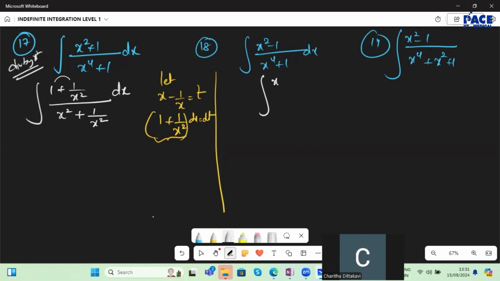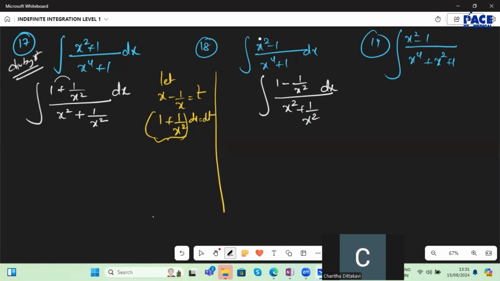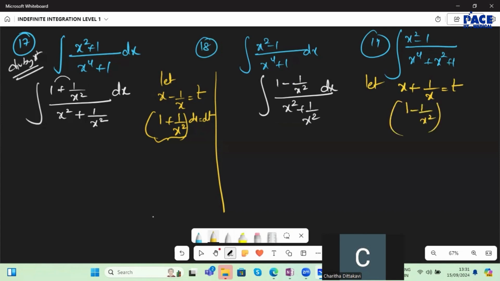So here also, if I divide by x square, what do I end up with? That is nothing but 1 minus 1 by x square upon x square plus 1 by x square dx. Okay, so here, what is the substitution that I can do? Think about it. Whenever you have 1 minus 1 by x square, substitute x plus 1 by x as t and proceed, because differentiation of x is 1, differentiation of 1 by x is minus 1 by x square dx equal to dt, which you automatically find in your numerator for the substitution. Clear with that? Right, let's go ahead.